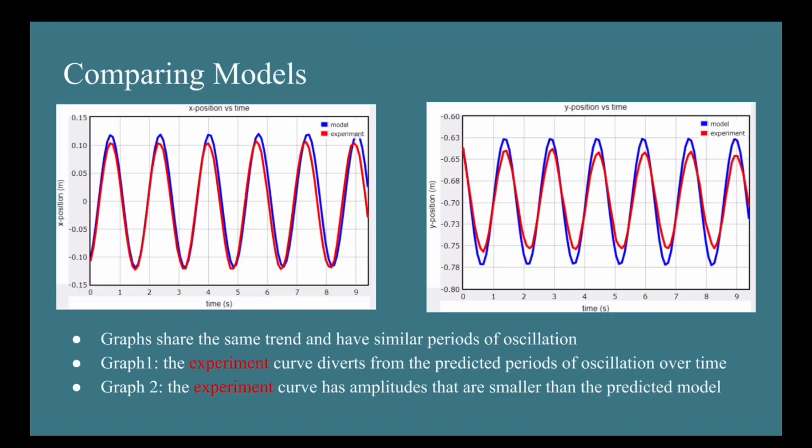When comparing the experimental data of Tracker and predicted data of VPython, we can see that overall, the graphs share the same trend and have similar periods of oscillation. However, when we look more closely at graph 1 on the left, the experiment curve slowly diverges from the predicted periods of oscillation. In graph 2 on the right, the experiment curve has amplitudes smaller than the predicted model.